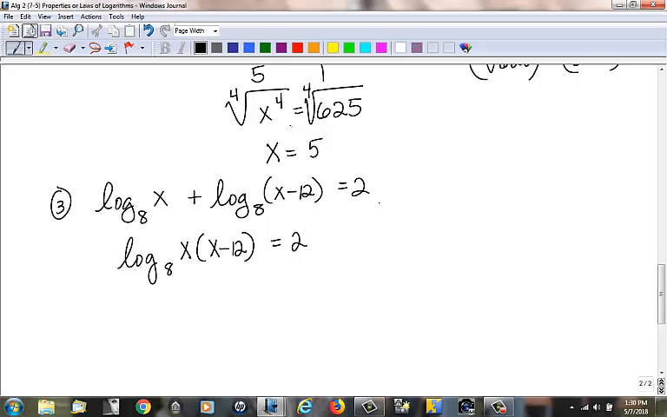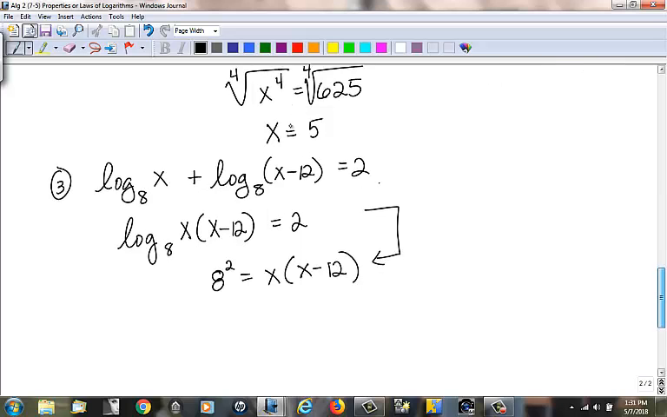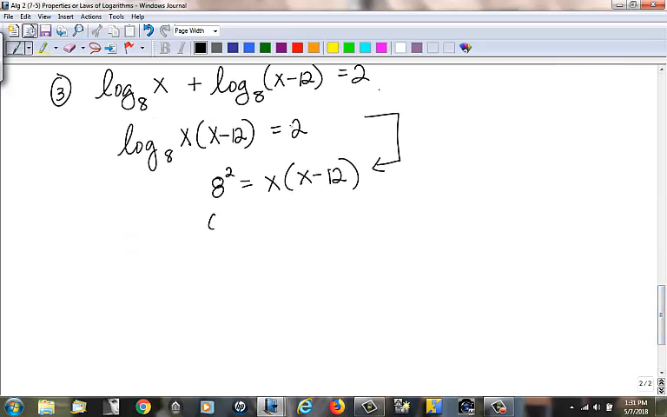Okay, now you're in logarithmic form. To solve it, go to exponential. Your base is 8. Remember, a logarithm is just the exponent. So it's 8 squared equals x times x minus 12. All I'm doing there is going from logarithmic form to exponential form. So you'd have 64 equals x squared minus 12x.